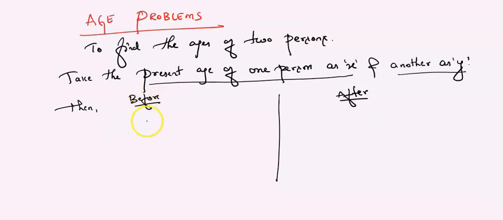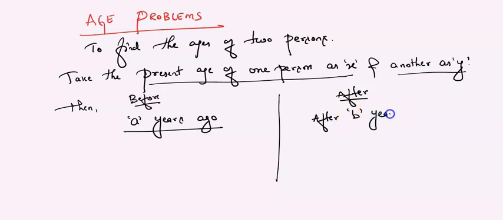Okay, so first they give it like this. Let me assume a years ago. Whenever the term is ago, it means before. If they say after some years, let me say b years. We don't know how many years, so let me assume b years here. But in your question they will give you after 5 years, after 6 years, like that. That you have to take as b. Here we are assuming a and b as the years. So, a years ago and after b years.